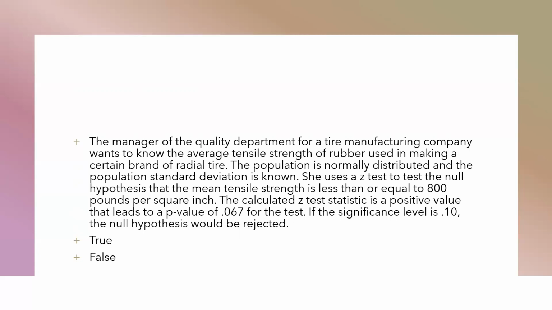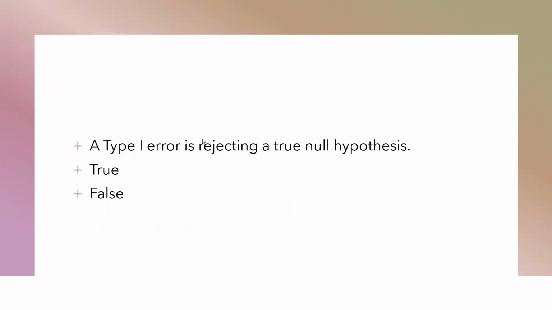Before going through anything, remember that if the p-value is smaller than the significance level, we should reject the null hypothesis. If the p-value is greater than the significance level, we should not reject the null hypothesis. Now let's see. What's the p-value? 0.06. What is the significance level? 0.10. So the p-value is smaller than the significance level. Therefore, we should reject the null hypothesis, and this statement is true.